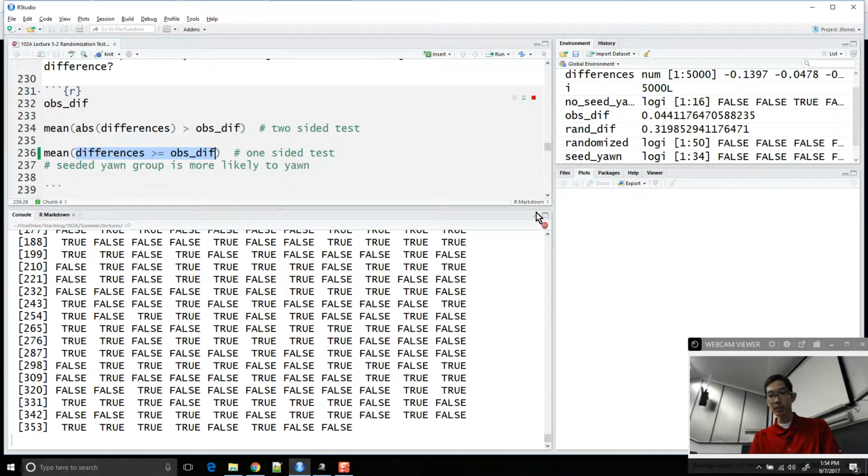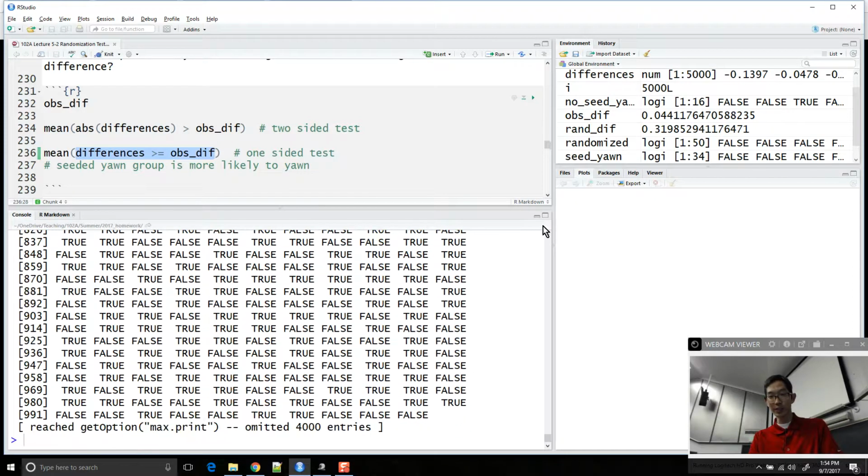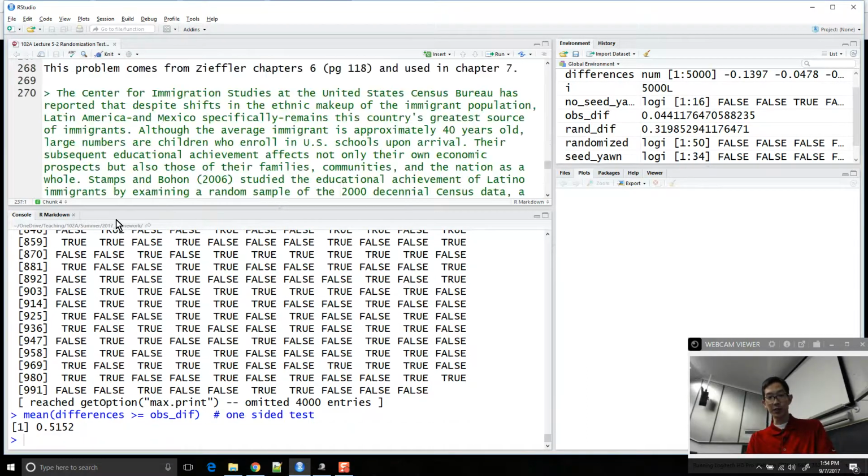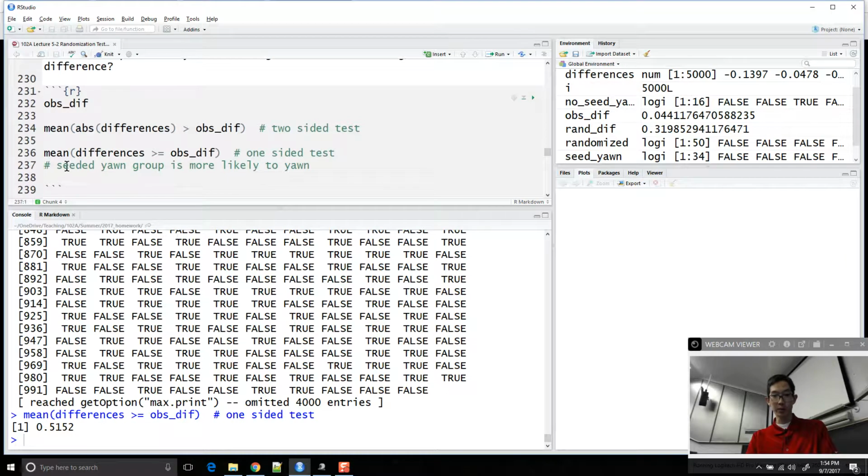I shouldn't have done that because I got 5,000 of these. Okay, and we'll just calculate the mean of all of these true-false values. Wait, what just happened? Okay, and it says this happened over 50% of the time. We just randomized this, and over half the time, we got a difference that was greater than or equal to the observed difference that we had.